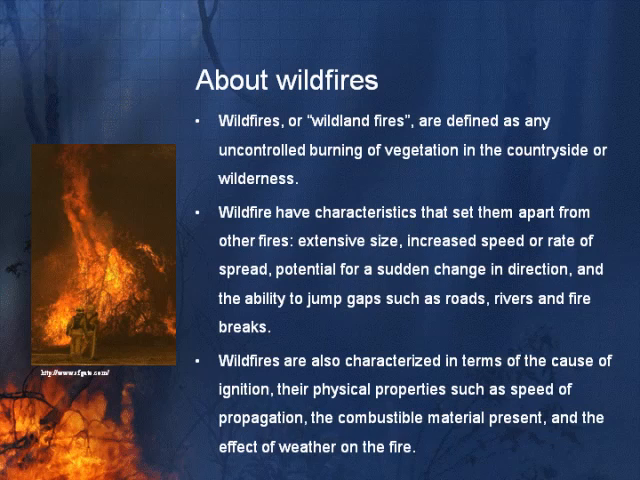The potential for sudden change in direction with wind direction. The ability to jump gaps such as roads, rivers, and fire breaks. And it's going to happen because there's enormous heat. This enormous heat can cause these columns of hot air to send out fuel materials, which can spark on the other side, especially during a drought.